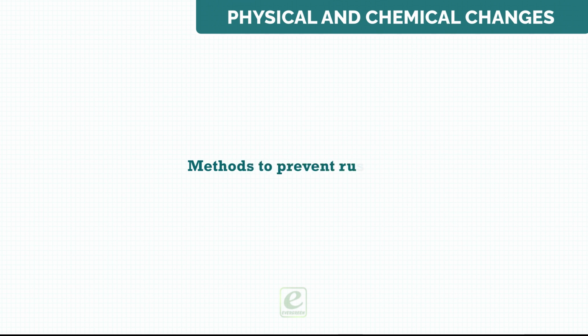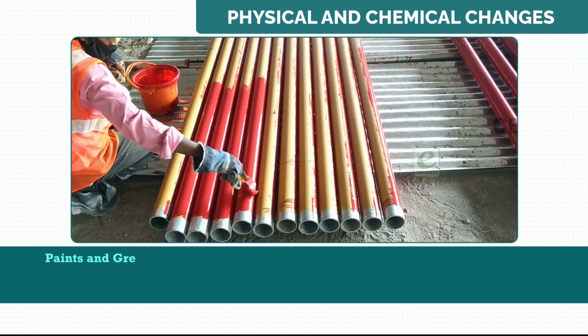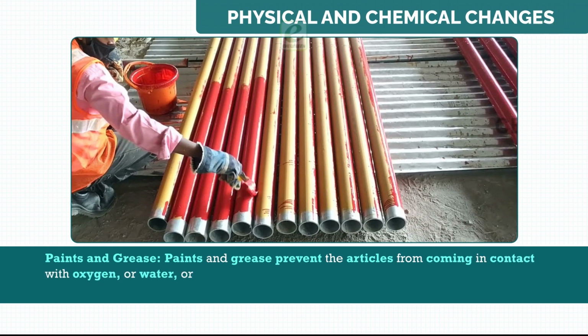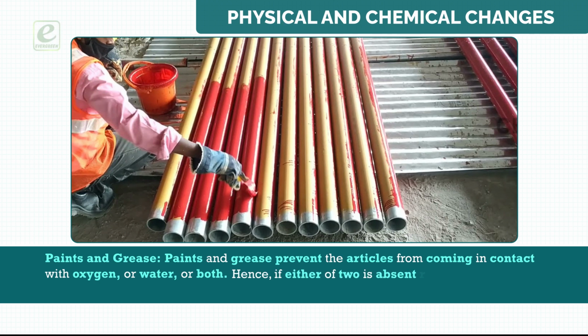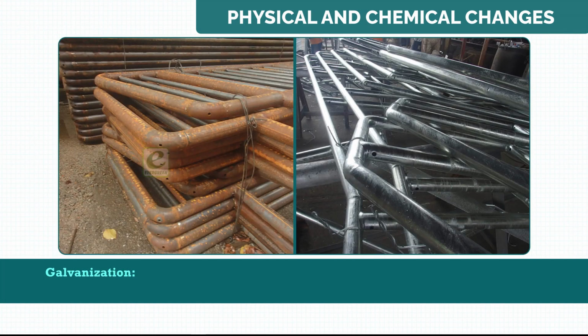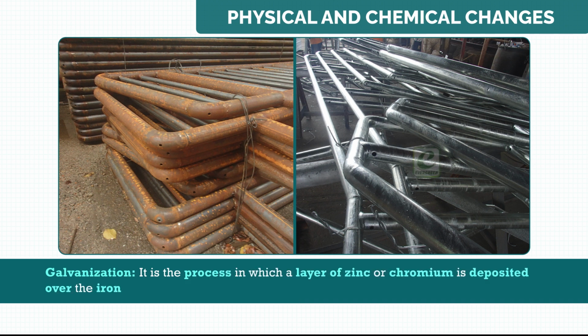Methods to prevent rusting. Paints and grease. Paints and grease prevent the articles from coming in contact with oxygen or water or both. Hence, if either of the two is absent, rusting doesn't take place. Galvanization. It is the process in which a layer of zinc or chromium is deposited over the iron sheets.